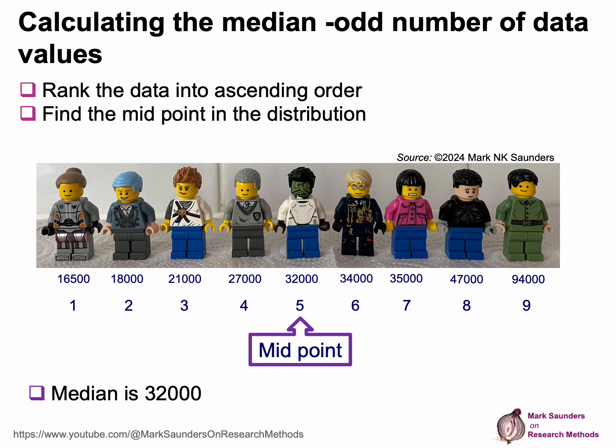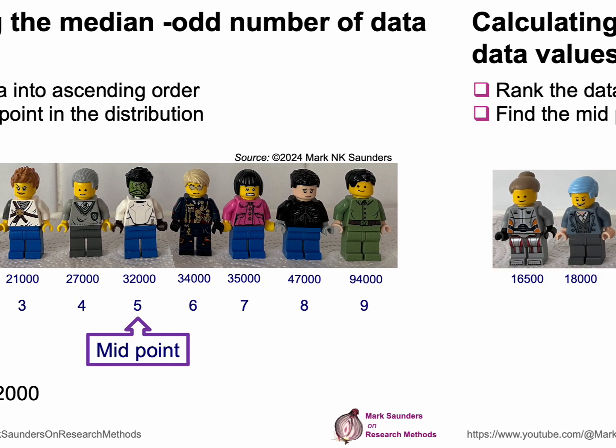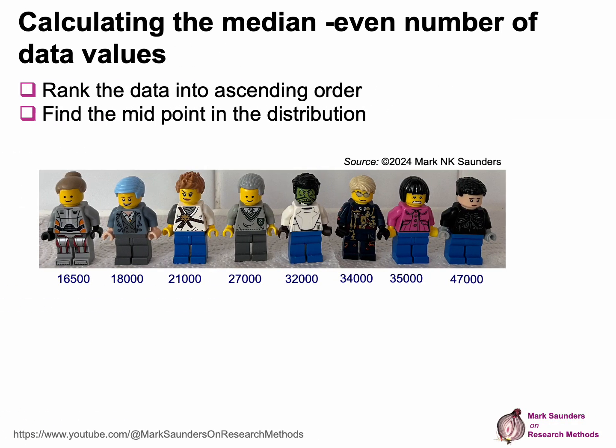And for these data, because we have 9 data values, the midpoint will be halfway through, which is at data value point number 5, which is 32,000. So we can say the median is 32,000. And this way of calculating works well for the median when we have an odd number of data points. However, sometimes we have an even number of data points.